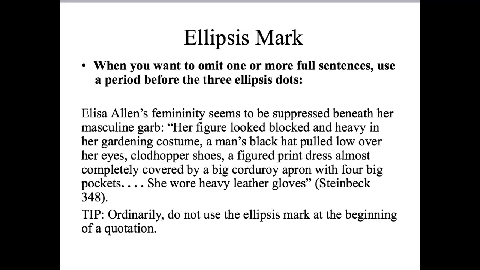Now, if you want to omit one or more full sentences, use a period before the 3 ellipsis dots for a total of 4 dots. In this quotation from the short story, The Chrysanthemums, starting right here: her figure looked blocked and heavy in her gardening costume, a man's black hat pulled low over her eyes, clodhopper shoes, a figured print dress almost completely covered by a big corduroy apron with 4 big pockets. And then we have our ellipsis mark including a period to indicate one or more full sentences have been left out right here. Ordinarily, do not use the ellipsis mark at the beginning of a quotation.